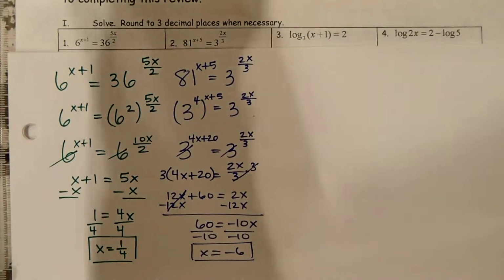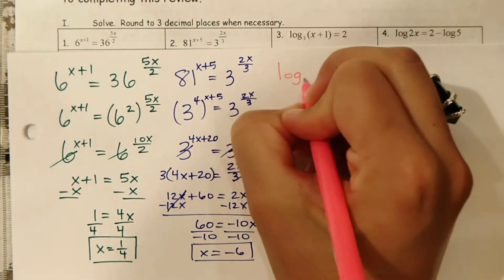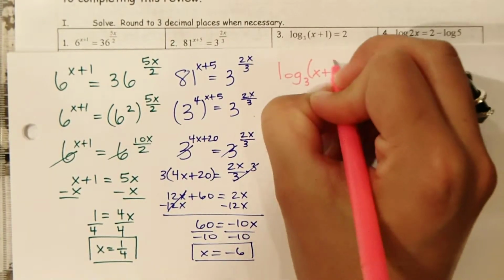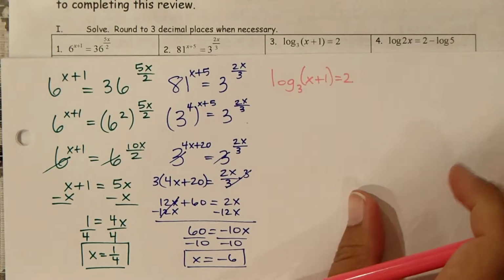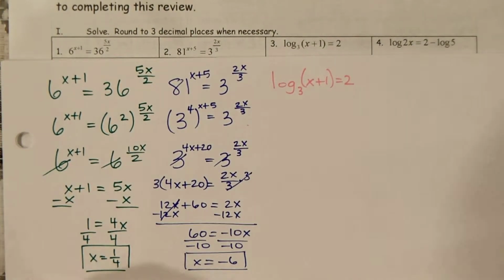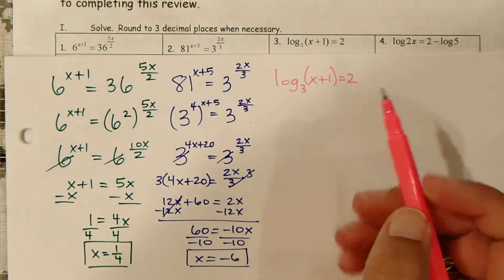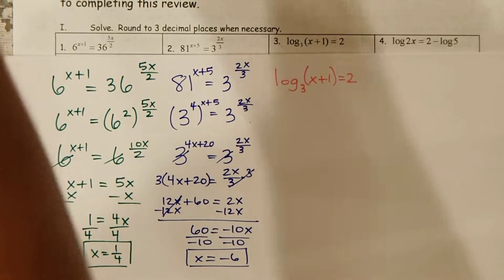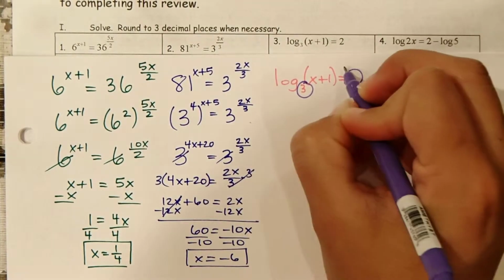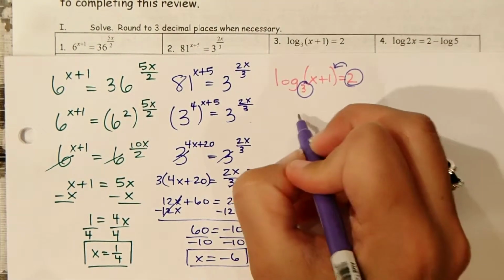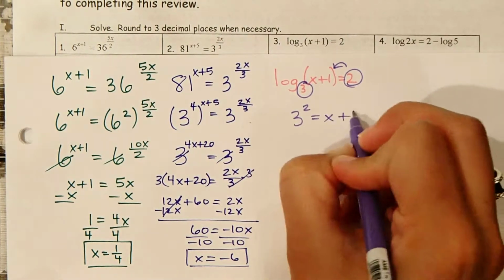All right, our next problem, number 3. We've got log base 3 of x plus 1 equals 2. Okay. So what can we do here? Using the log rules, we know, just as a quick review, the base to this power equals this. And what I mean by that is we can rewrite this as 3 squared equals x plus 1.